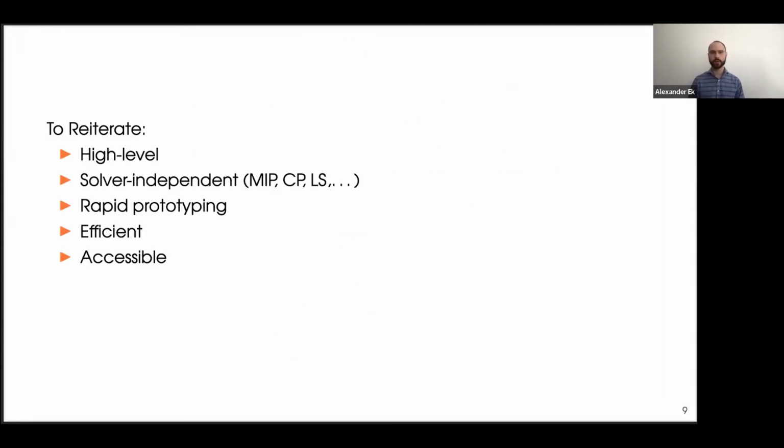All right, so to reiterate, that was quite high level. And of course, that's a mathematical language of some sort, so we can use this with either a mixed integer programming solver or a CP solver, etc. Rapid prototyping, efficient and accessible, as I said.